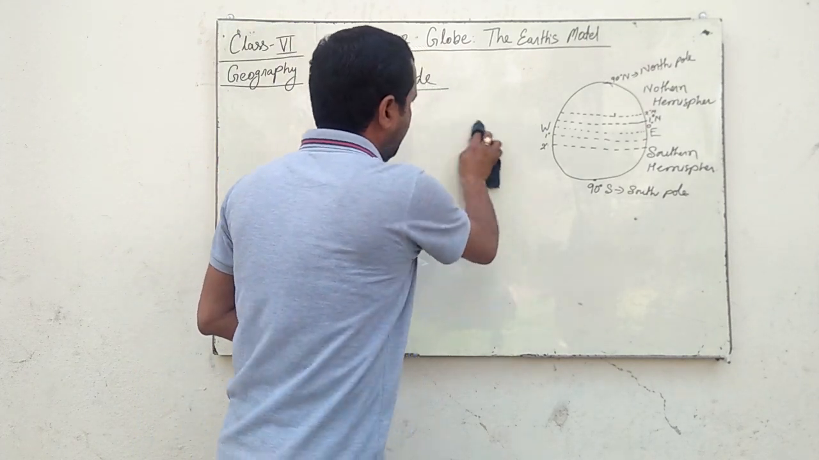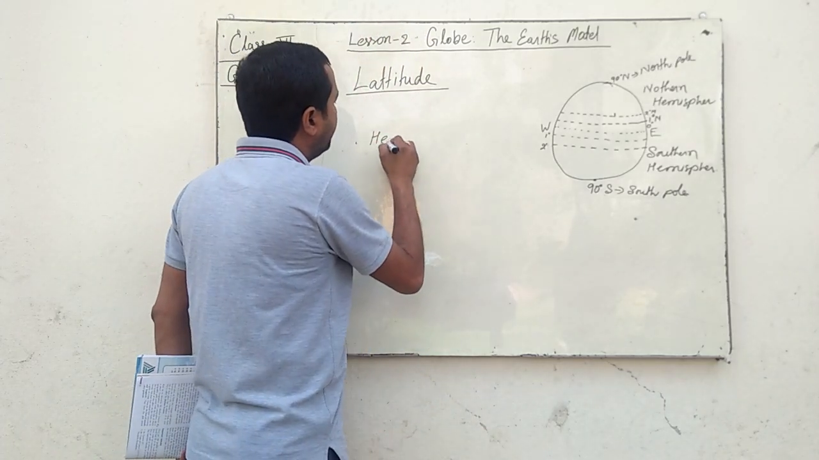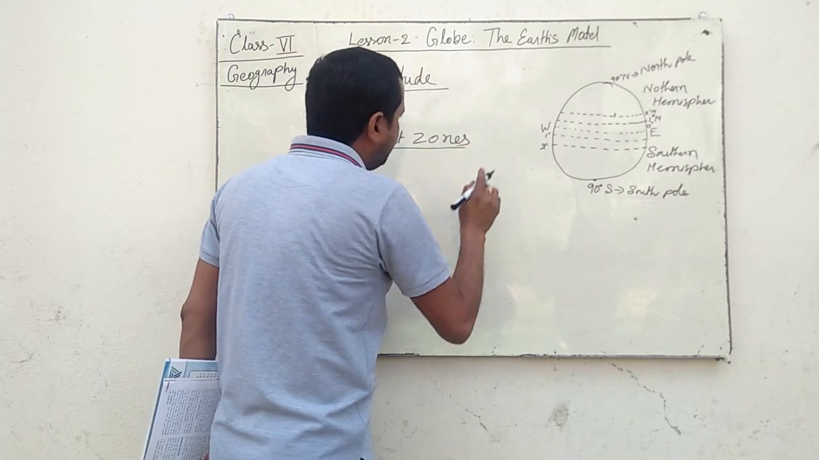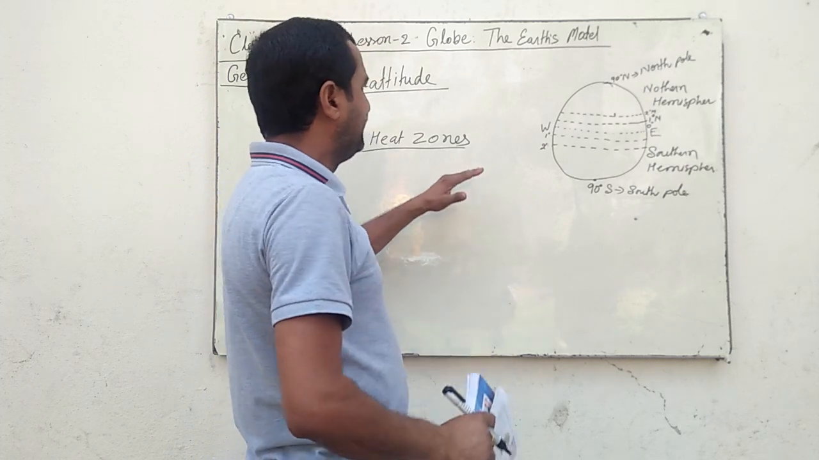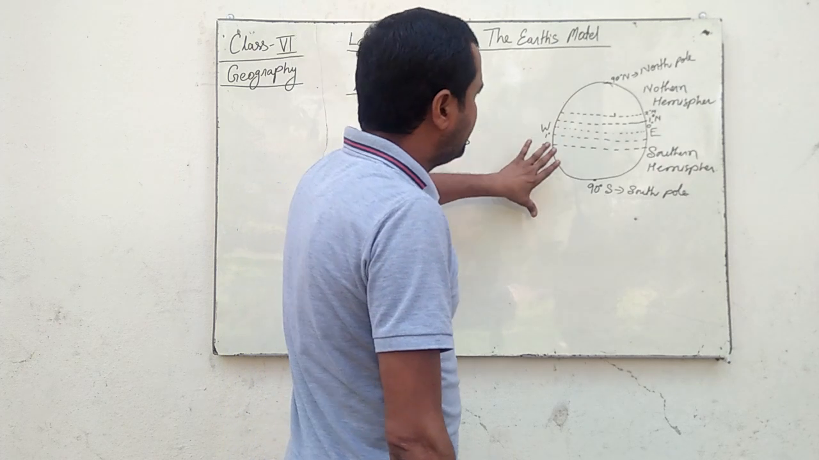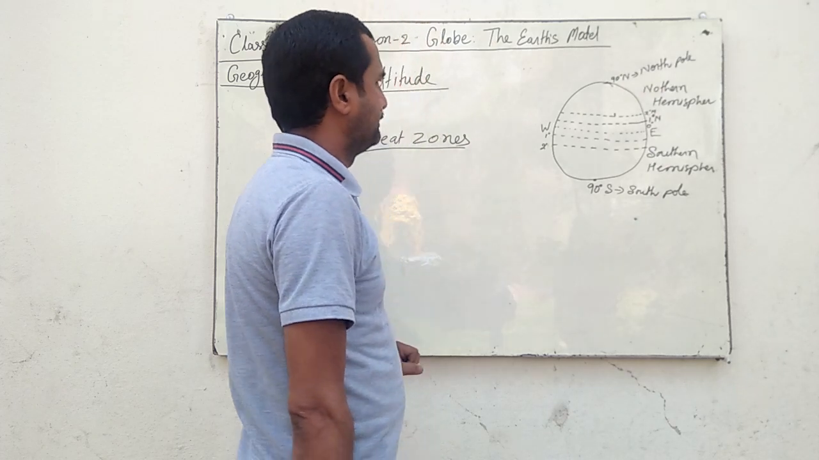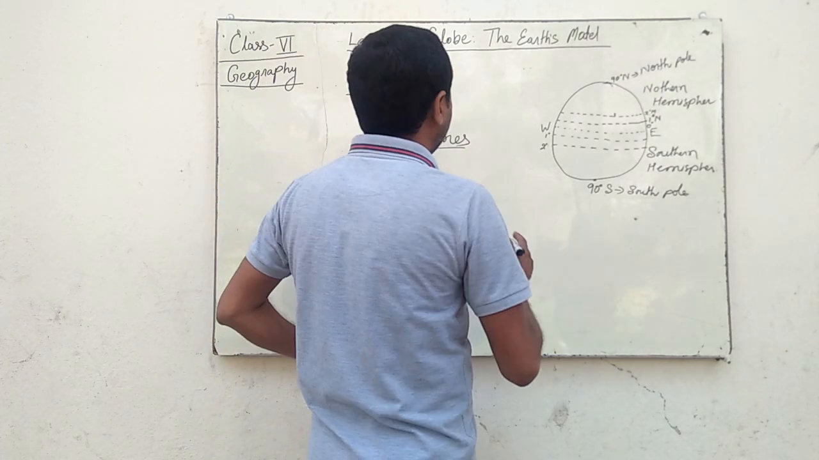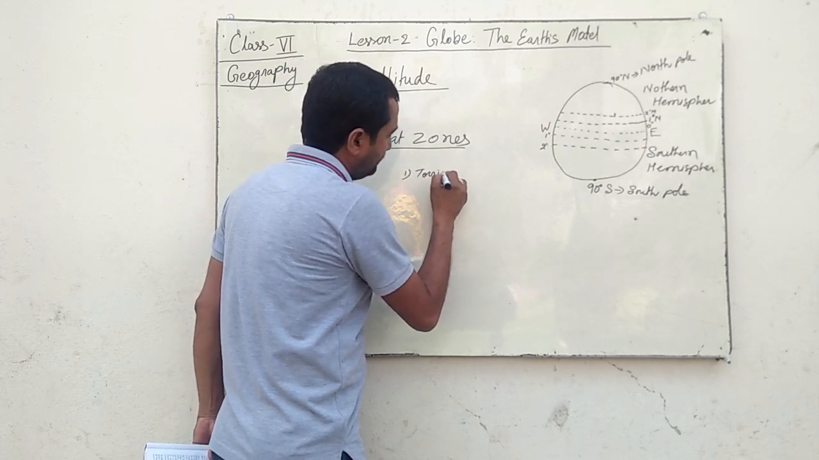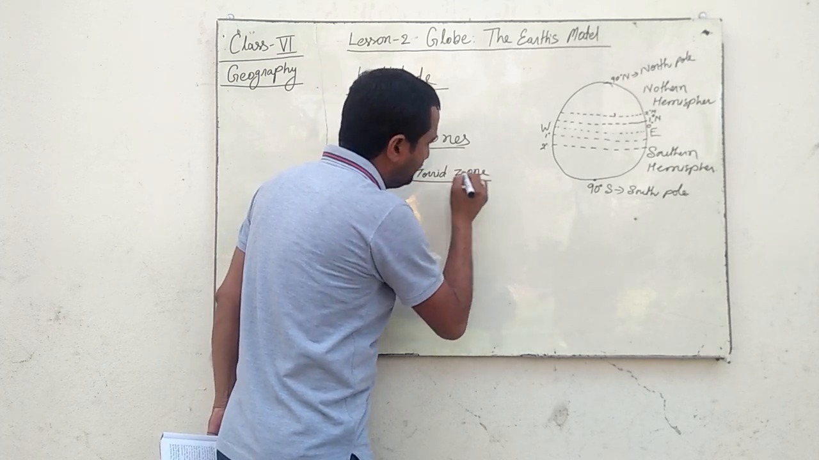Now, in this part, I will teach you the heat zones also. Heat zones. Depending on the heat received by the earth, it is divided into 3 important heat zones. So let us discuss those zones. Number 1 is torrid zone. Torrid zone. Now what is torrid zone?